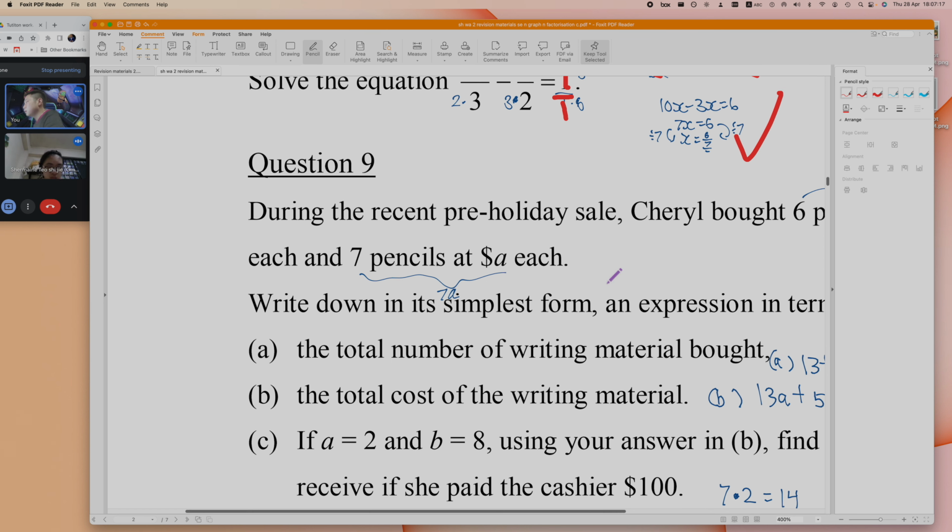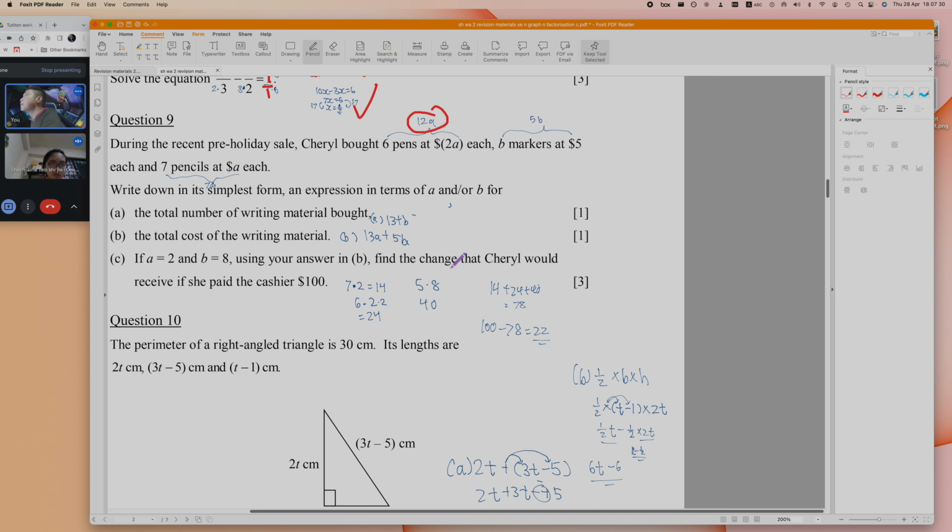Okay, this question 9 is a very tricky question. So let's do it together. During the recent pre-holiday sale, Cheryl bought 6 pens at $2.8 each. So total is $12.8, right? So Cheryl spent $12.8 to buy. Then B markers, so 5B. Spend another 5B. And then 7A again. So the total number of writing material bought, you need to add them together.